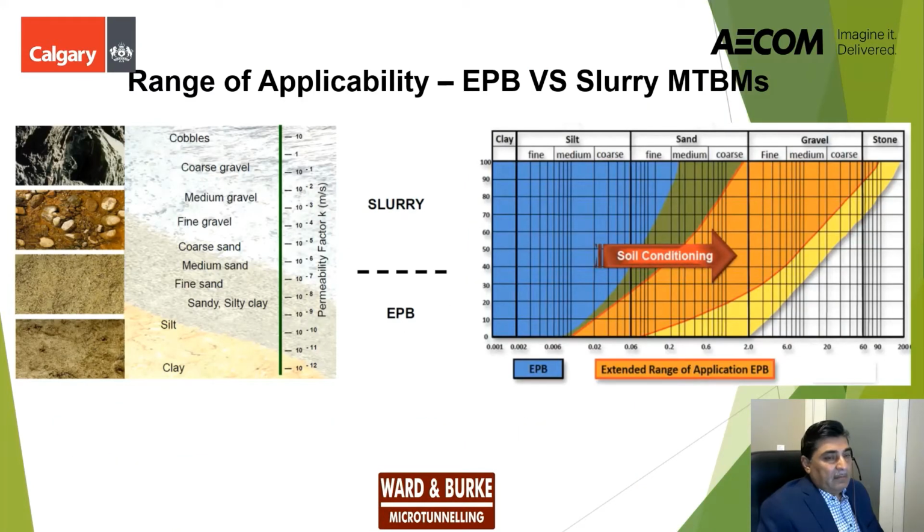So which machine is good for which ground? The slurry machine is good for coarse granular soils, and the earth pressure balance machine is good for fine grain soils. However, for example, the range of applicability of the earth pressure balance machine is shown in blue, but it can be used in coarse granular soils with some soil conditioning. Similarly, the slurry machine is good here. However, it can be used in this zone, but we have to do some soil conditioning, and we have to add some additives, polymers and other things.